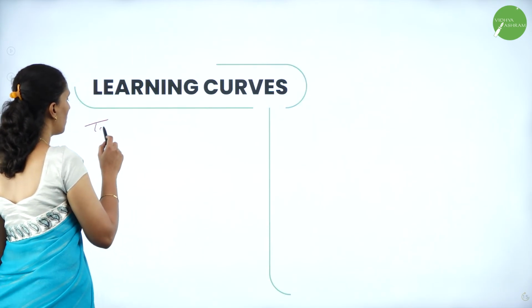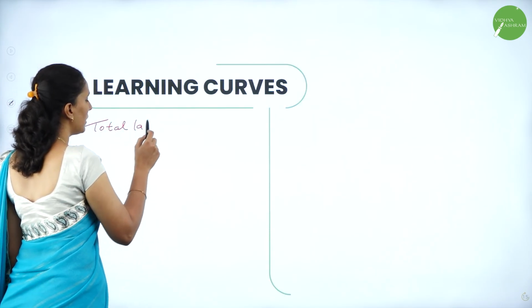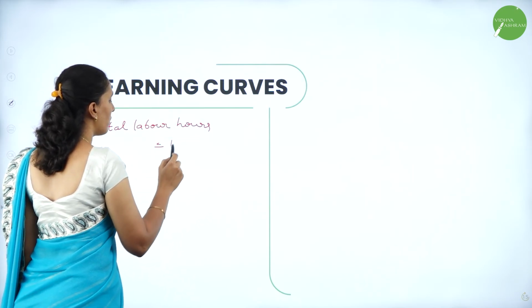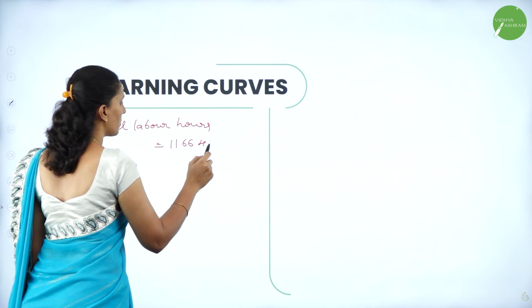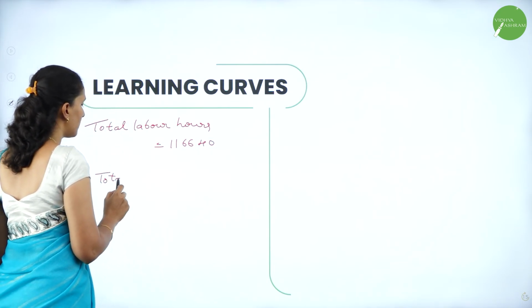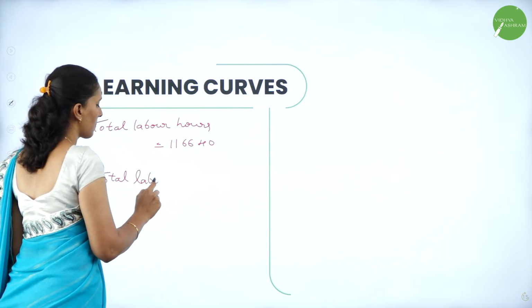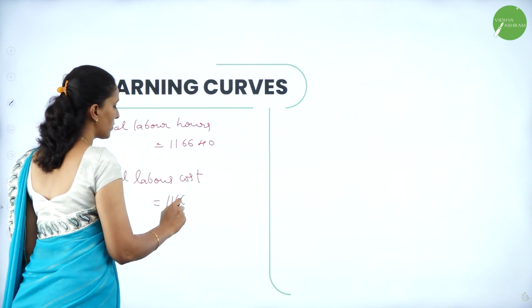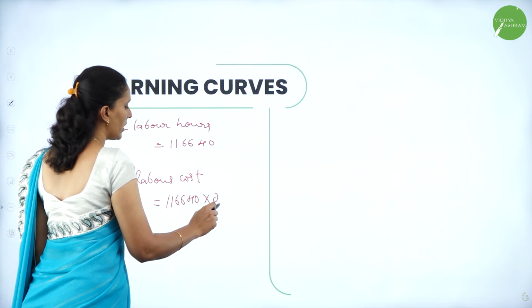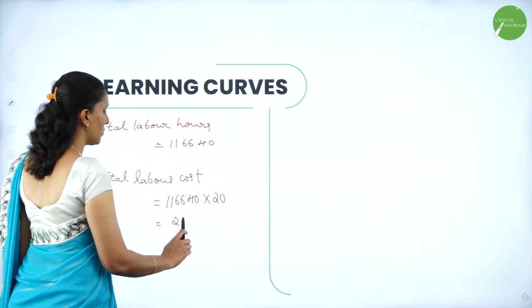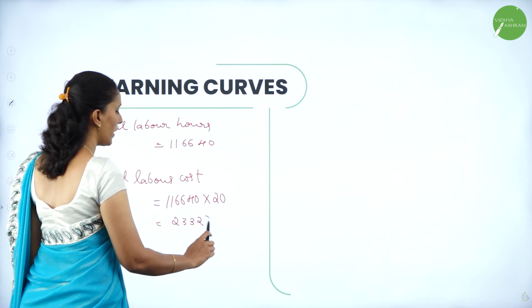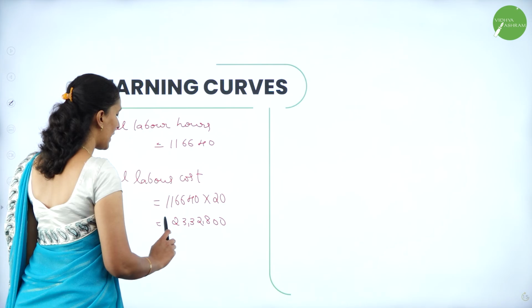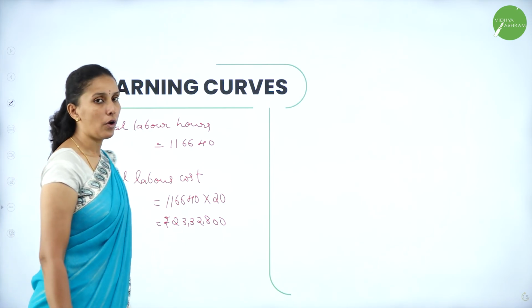So therefore, total labor hours is equal to 116,640. Now total labor cost. So total labor cost is 116,640 into 20. So that is equal to 2,332,800. That is 23 lakh 32,800 in terms of rupees.